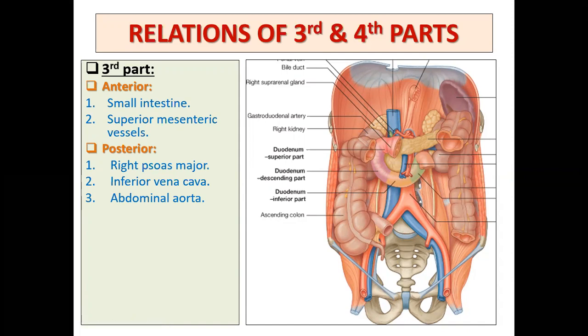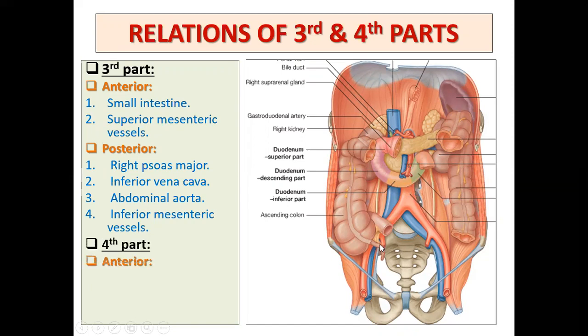Then we have the abdominal aorta. Just behind that, there are very important structures. So one is the psoas major muscle, then the inferior vena cava, then the abdominal aorta. Three important structures are passing behind them. Along with that, even the inferior mesenteric vessel will be coming behind. From here, it is not shown in this picture. This is the superior mesenteric, which will be anterior, and posterior we have the inferior mesenteric vessels.